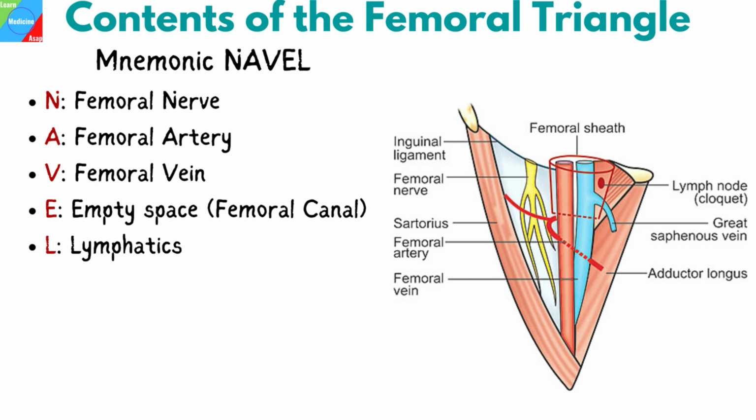The contents of femoral triangle from lateral to medial can easily be remembered by the mnemonic NAVEL. N for the femoral nerve, A for the femoral artery, V for the femoral vein, E for the empty space which is the femoral canal, and L for the lymphatics.